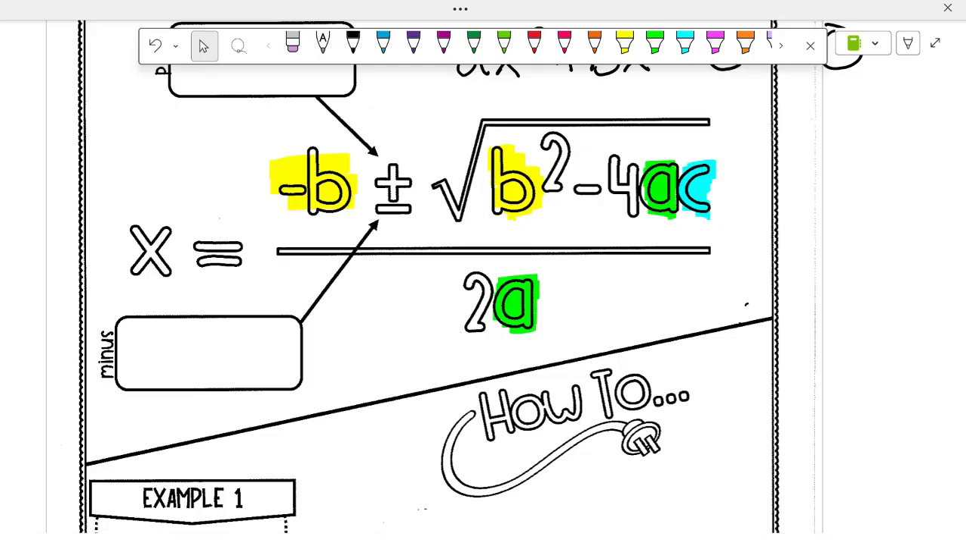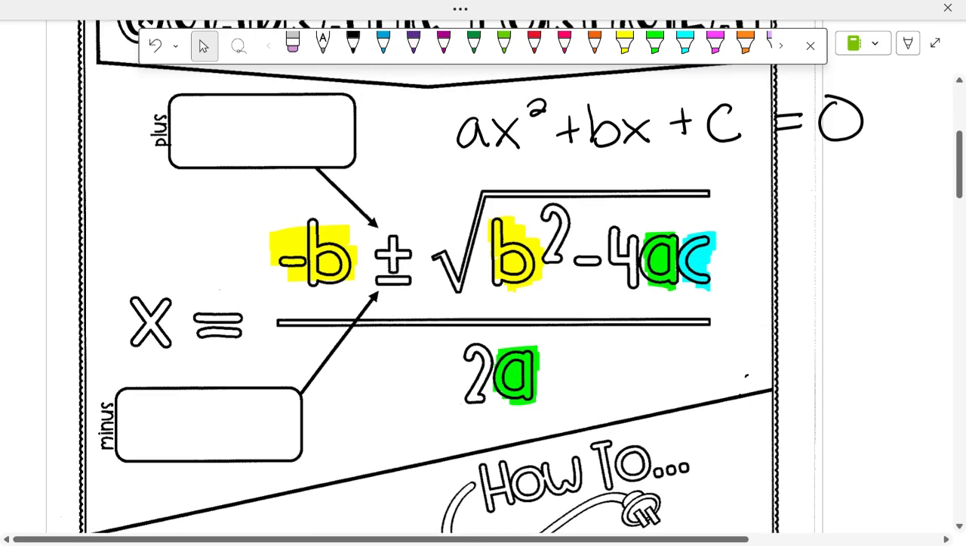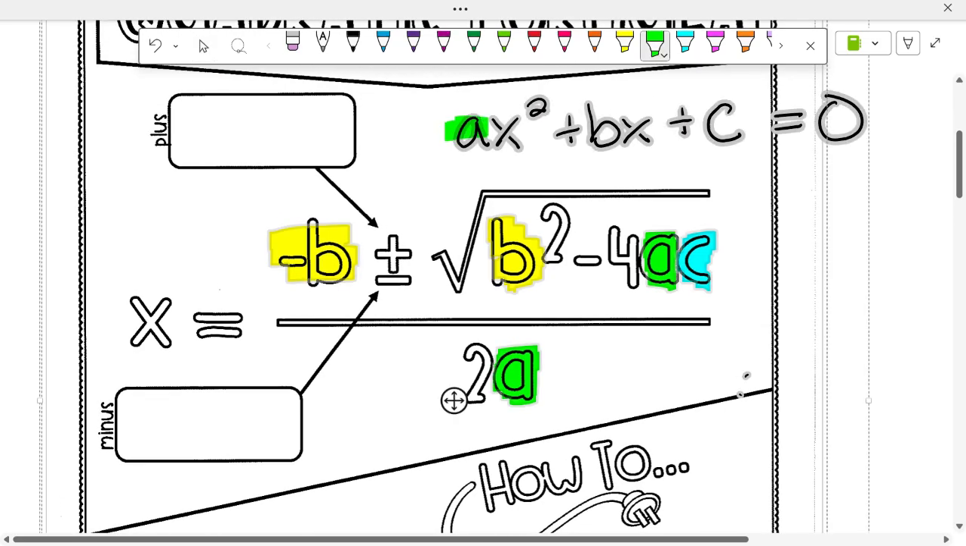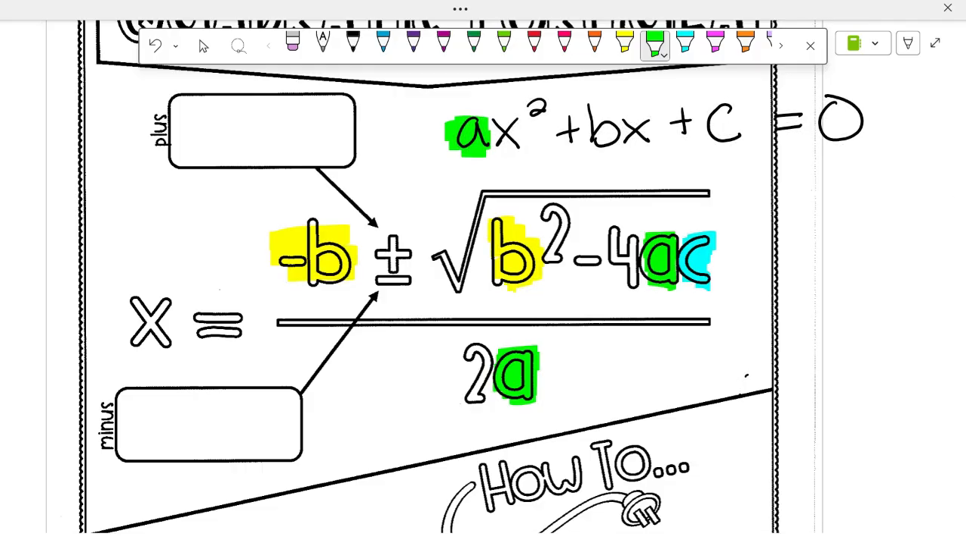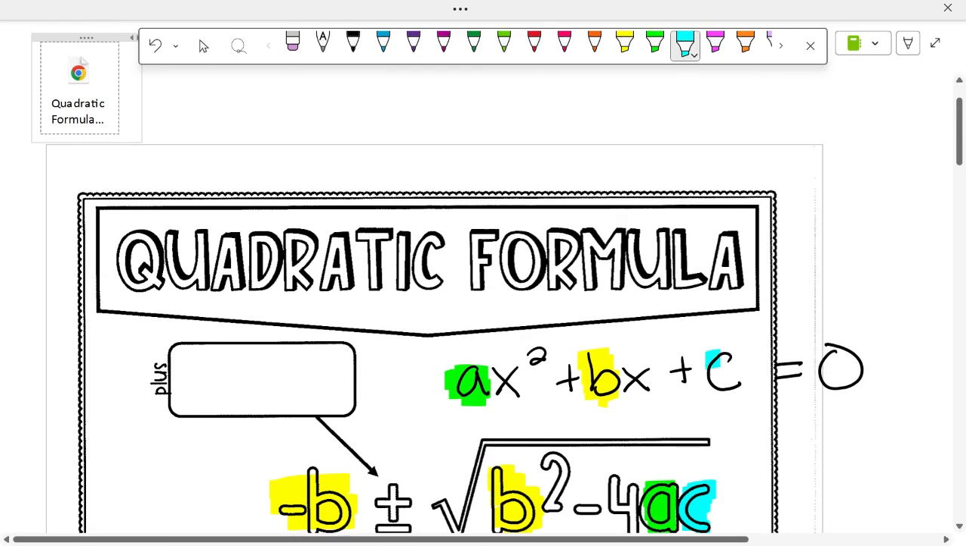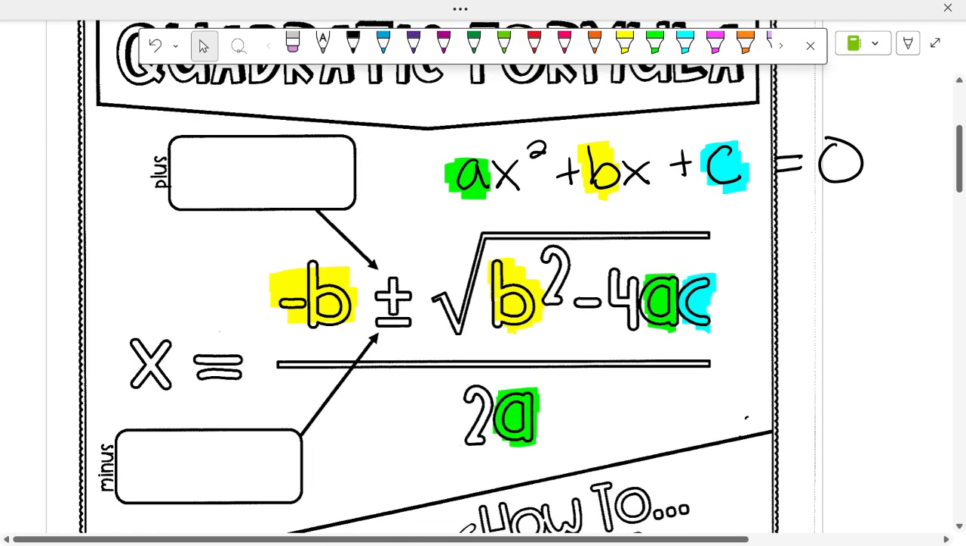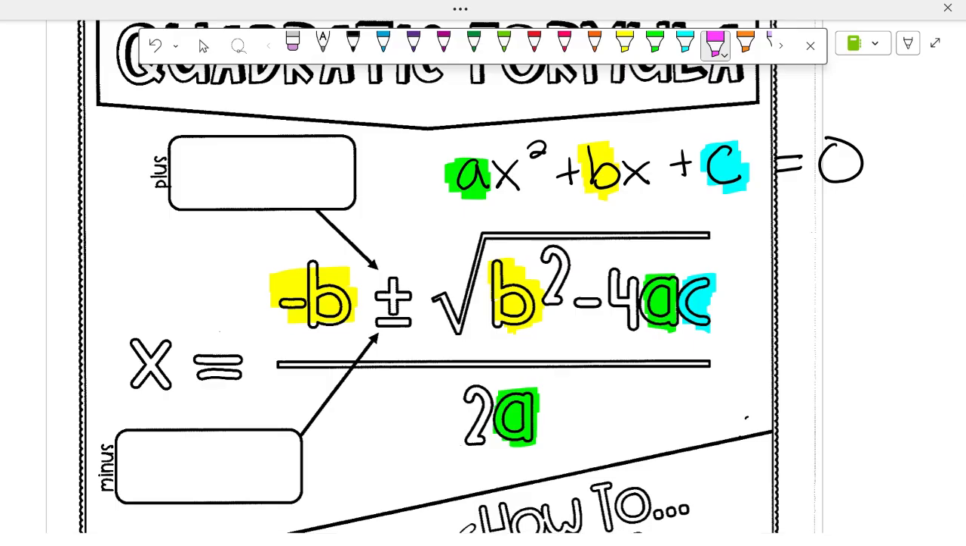I highlighted them. You don't have to. I just highlighted them so you can see where these values are coming from. So the a value is the number next to the x squared. The b value is the number next to the x. And the c value is always the constant. And again, you don't have to color yours exactly like mine. You don't even have to color it at all. It depends on what you want to do.